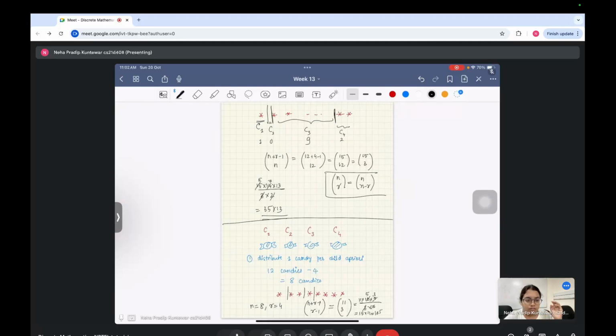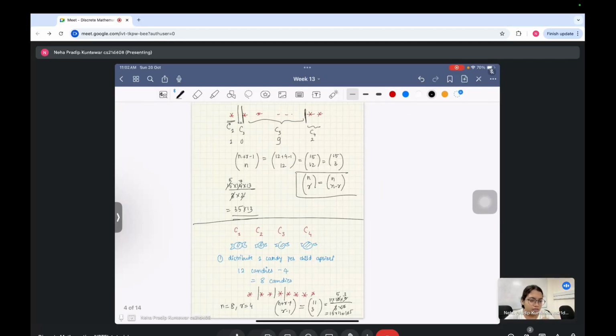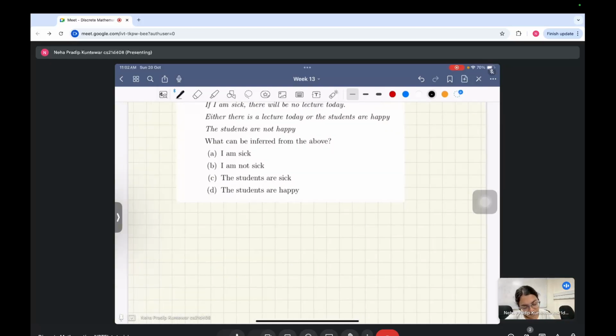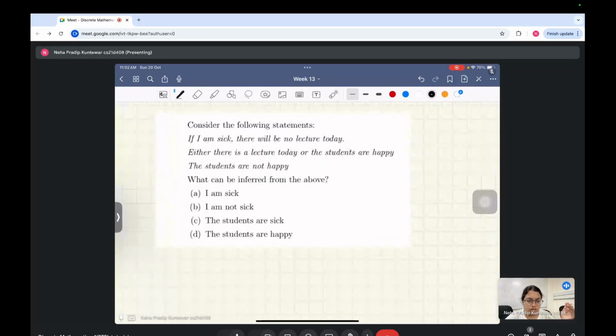Okay, so that does a basic revision of the basic counting ideas that we studied earlier. Now let's look at some propositional statements that we've come across.